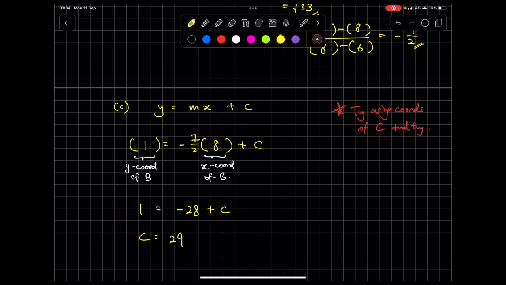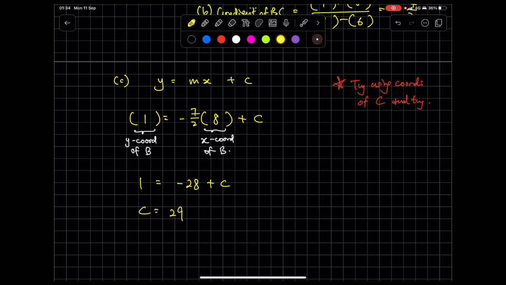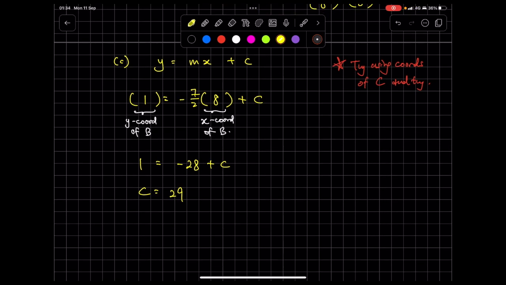Okay, so C is equals to 29, but that's not the question, right? The question is asking for the straight line equation that's passing through B and C. So therefore, equation of line, okay, usually you just write down in your answer the answer blank. This is y equals to negative 7 over 2, which is the gradient, times x plus 29. Okay, so this is the equation.